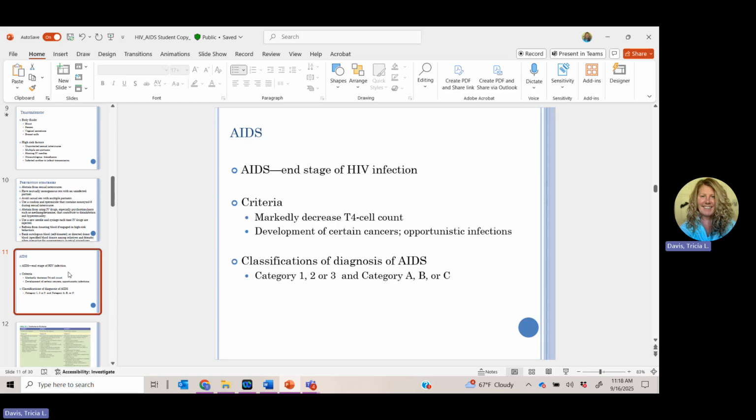So these patients have to have this markedly low T4 cell count, and they have to have developed one type of either an opportunistic infection, which is an infection that we typically see in a population like this that are so immunosuppressed that they develop this infection, okay? It can be a type of cancer or it can be an opportunistic infection. And then we can classify these patients category 1, 2, or 3, or A, B, and C.